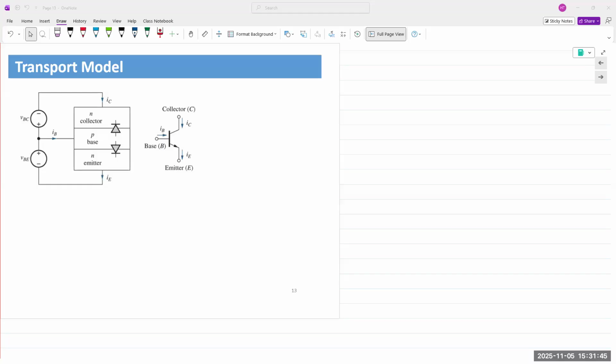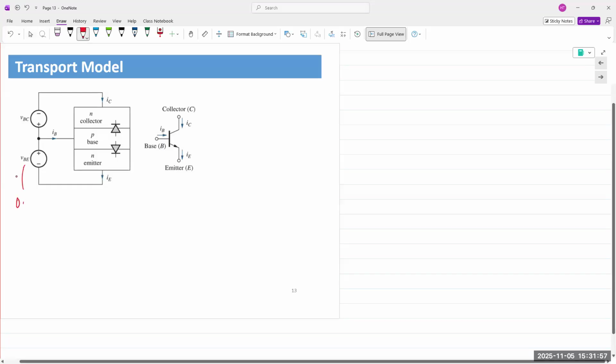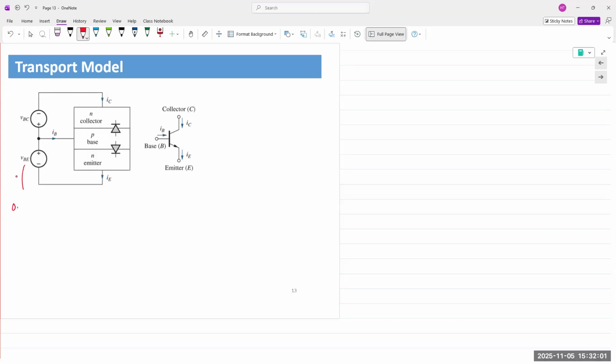Yes. I'm old, my ears are not that good. 0.6 to 0.7. Absolutely. So VBE will always be approximately 0.6 to 0.7 volts. Lots of listening to loud music when I was your age, and even now on occasion. All right, so VBE would typically be 0.6 to 0.7 volts.